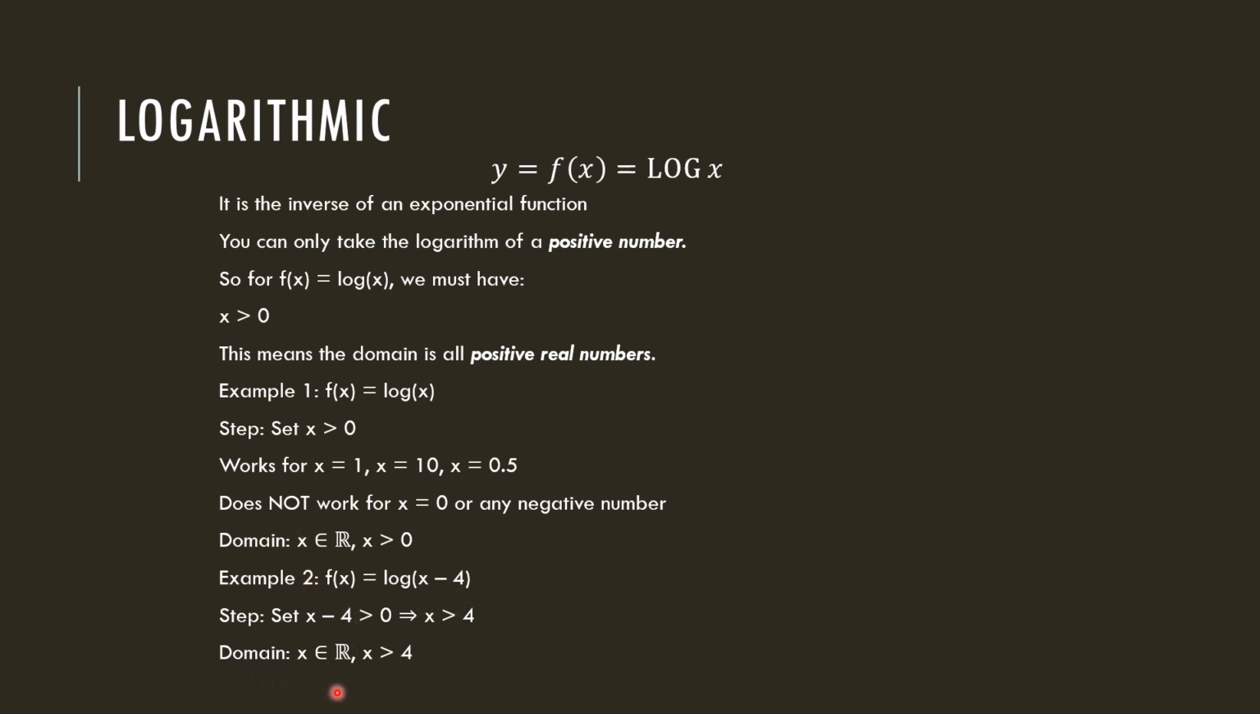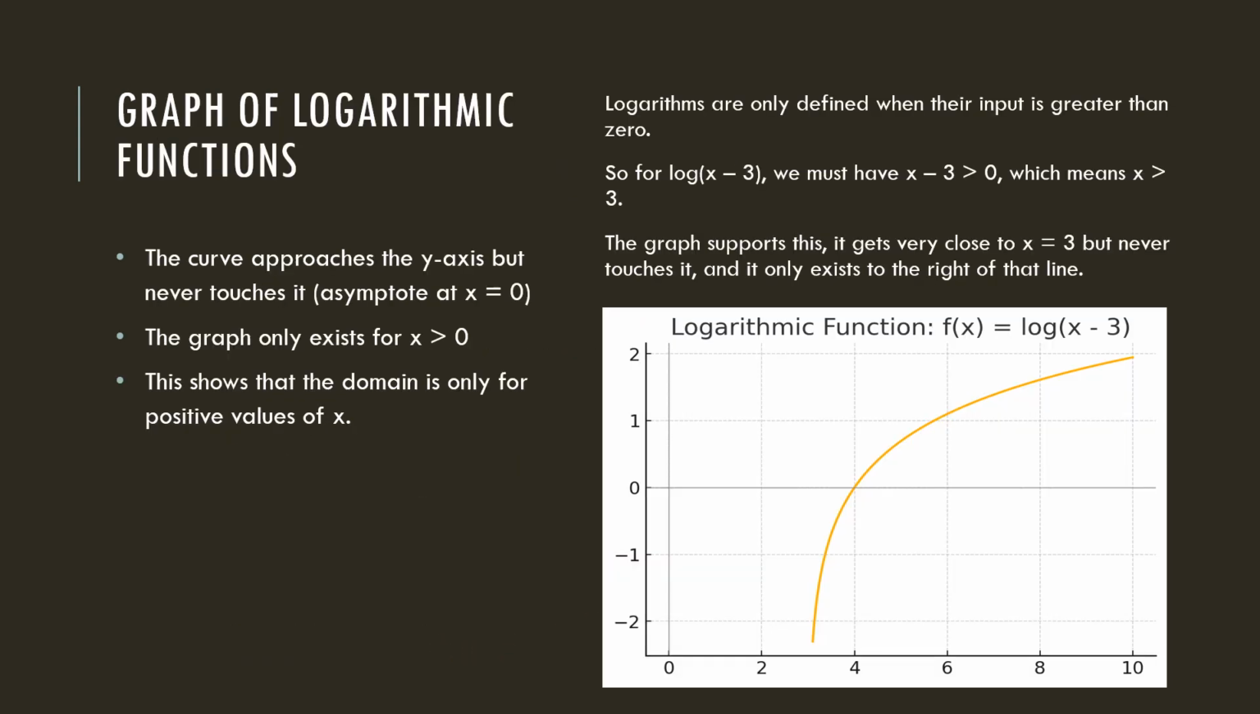So the domain is x such that x is a member of R, and x supposed to be greater than 4. Or it can also be put in this way: x such that x is a member of R, x cannot be less than or equal to 4. That means except when x becomes less than or equal to 4. Okay, let's move to the next.